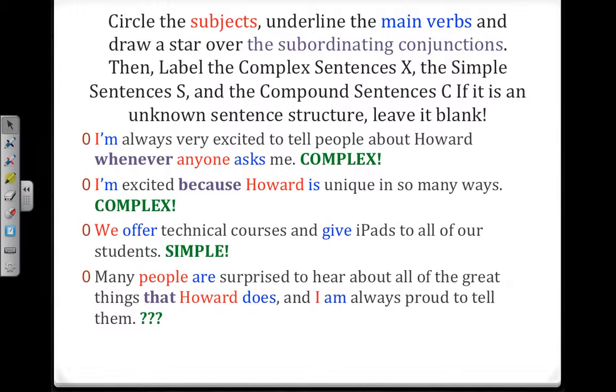And in this last one, we have people as a subject, are as a linking verb. Then we have Howard as a subject, does as an action verb. Then we have I as a subject, and we have am as a linking verb. That has three pairs of subjects and verbs. And there is a subordinating conjunction tucked in there too. So that's a lot going on. That's more than what we've talked about so far.